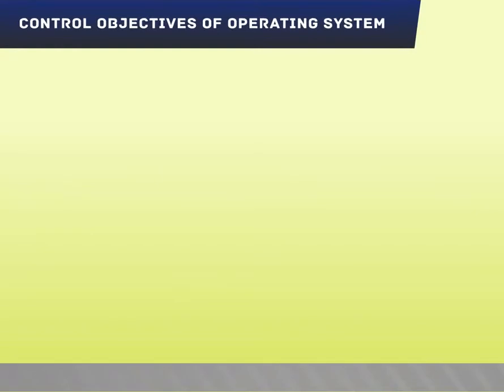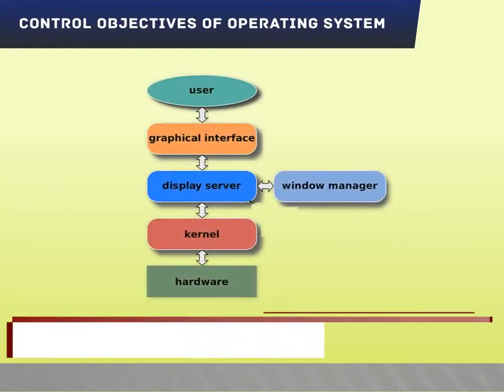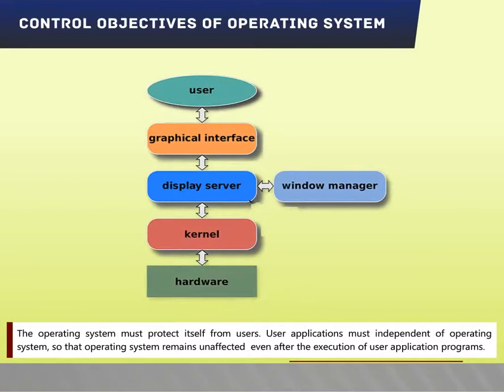Control objectives of operating system. The operating system must protect itself from users. User applications must be independent of the operating system so that the operating system remains unaffected even after the execution of user application programs.